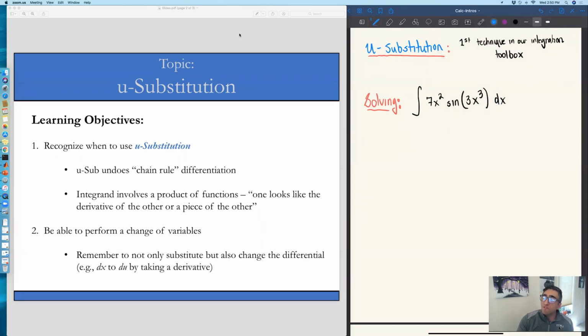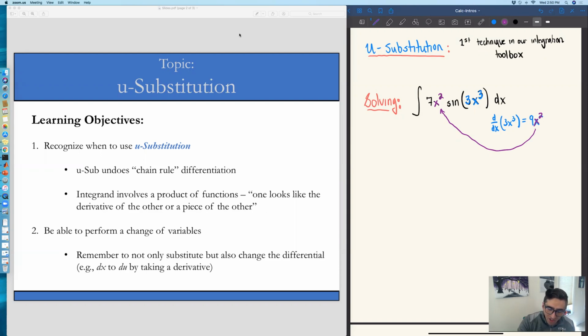But again, to motivate why, we see that we have this 3x cubed function here, where we know if we differentiate that 3x cubed, we're going to get something that looks like a 9x squared. And that x squared, a part of that derivative, we see sitting there out in front of that second function, that 7x squared sitting out in front. We have the product of two functions, 7x squared and sine of 3x cubed.